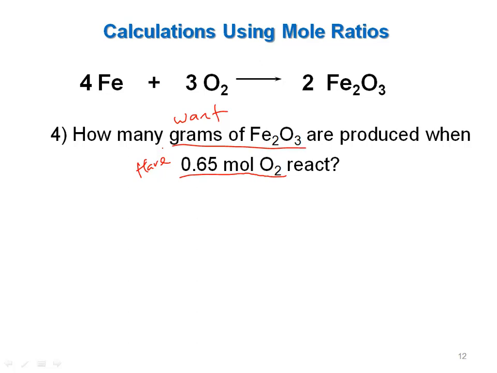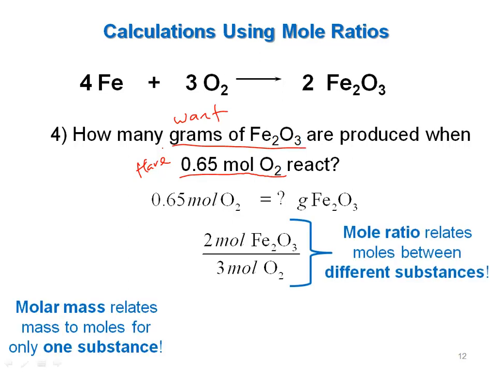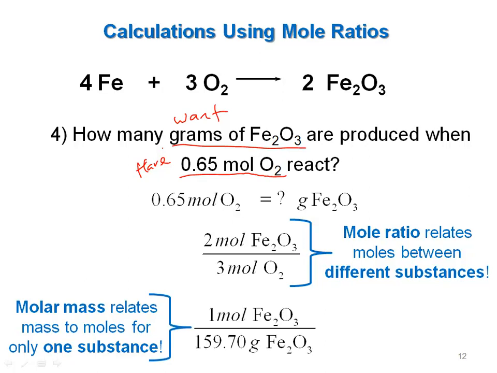Okay, all right, molar mass. We want to find grams. The ratio we know is the 2 to 3 between the iron oxide and the oxygen. The mole ratio relates moles between different substances. Molar mass relates mass to moles for only one substance. So you can only use molar mass if you have, again, one substance.